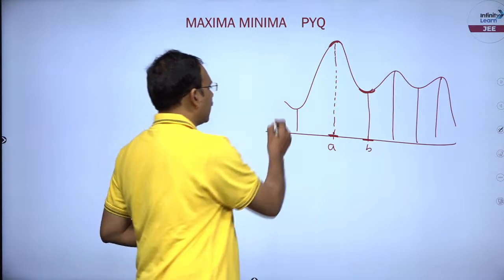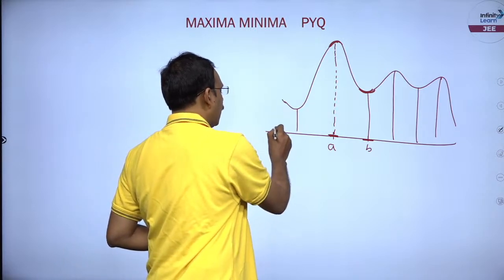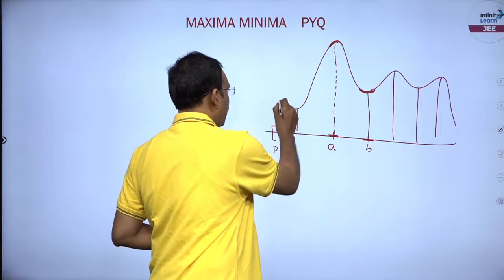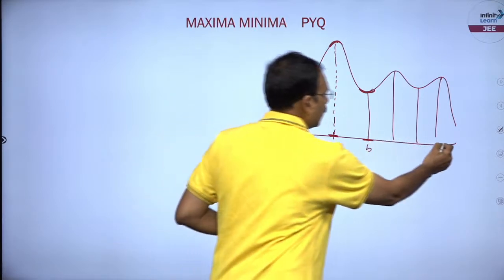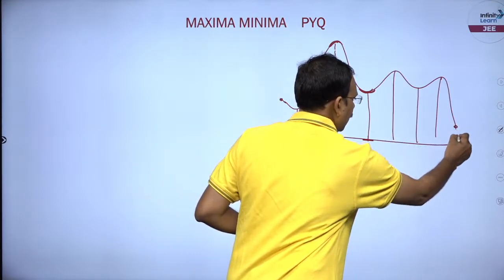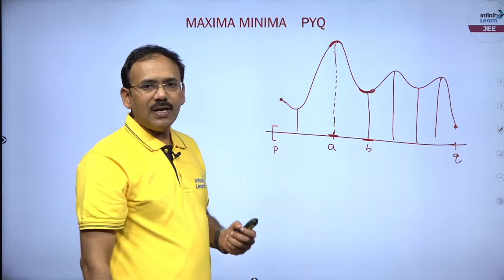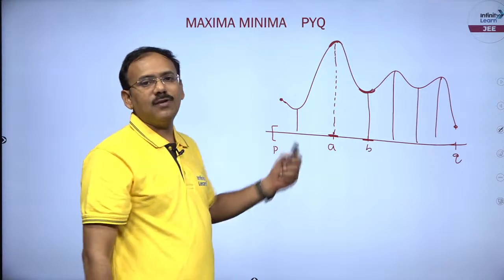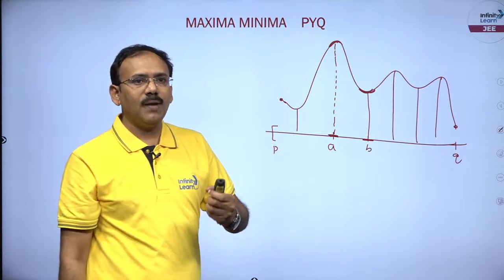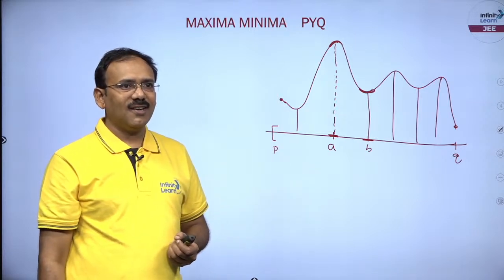Suppose the function is defined on a closed interval, say P to Q. In that case, dear friends, we can talk about the maximum value of the function, which is called the global maxima.